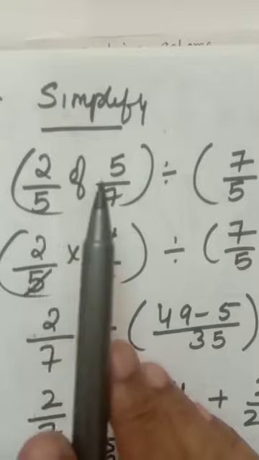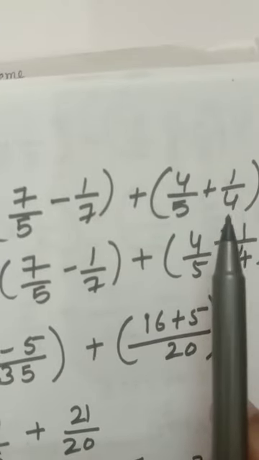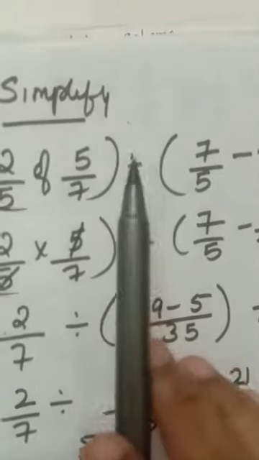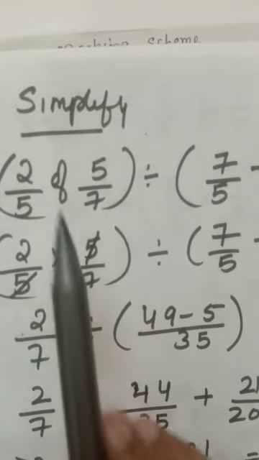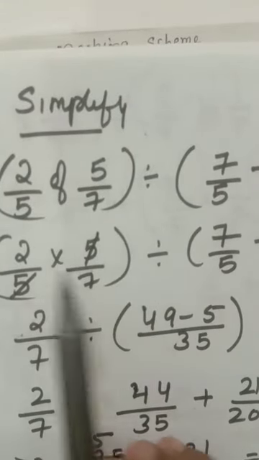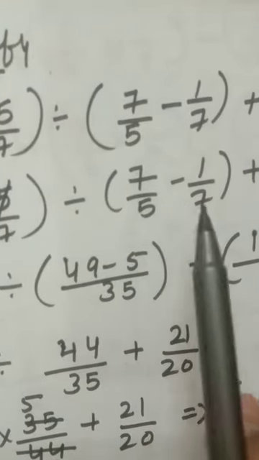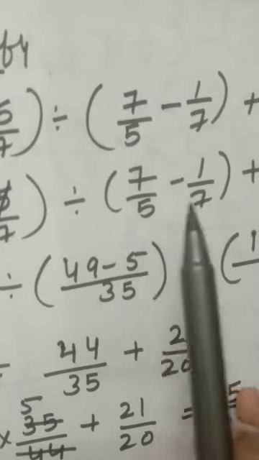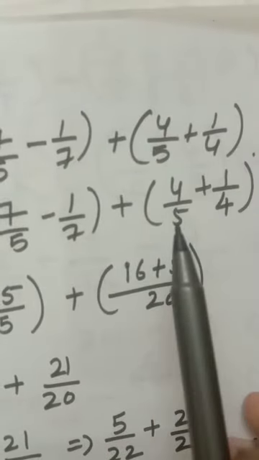Simplify: 2 by 5 of 5 by 7 divided by 7 by 5 minus 1 by 7 plus 4 by 5 plus 1 by 4. Everywhere you can say parenthesis only. So you have to solve the parenthesis, the small bracket. Of means multiplication. Then you can cut out 2 by 7 divided by. Here is a subtraction sign, you have to take the LCM, otherwise cross multiplication to make the denominator the same. Here addition, cross multiplication.